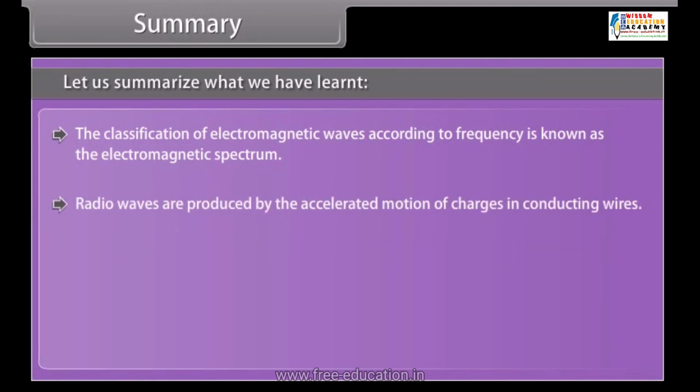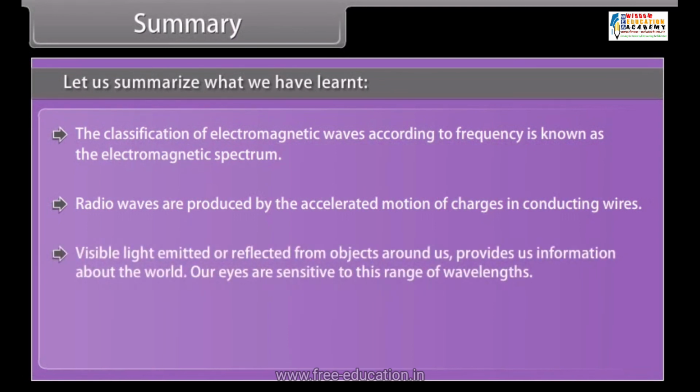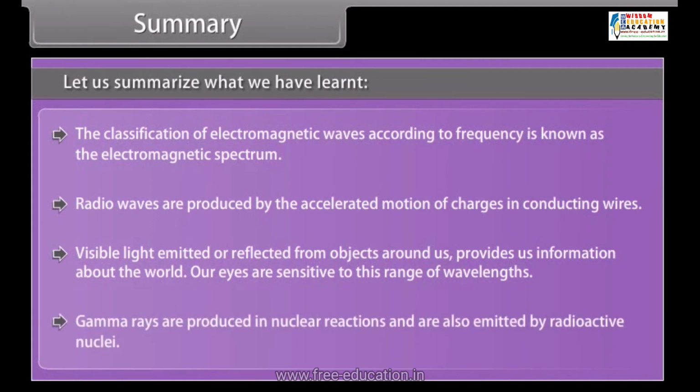Radio waves are produced by the accelerated motion of charges in conducting wires. Visible light emitted or reflected from objects around us provides us information about the world. Our eyes are sensitive to this range of wavelengths. Gamma rays are produced in nuclear reactions and are also emitted by radioactive nuclei.